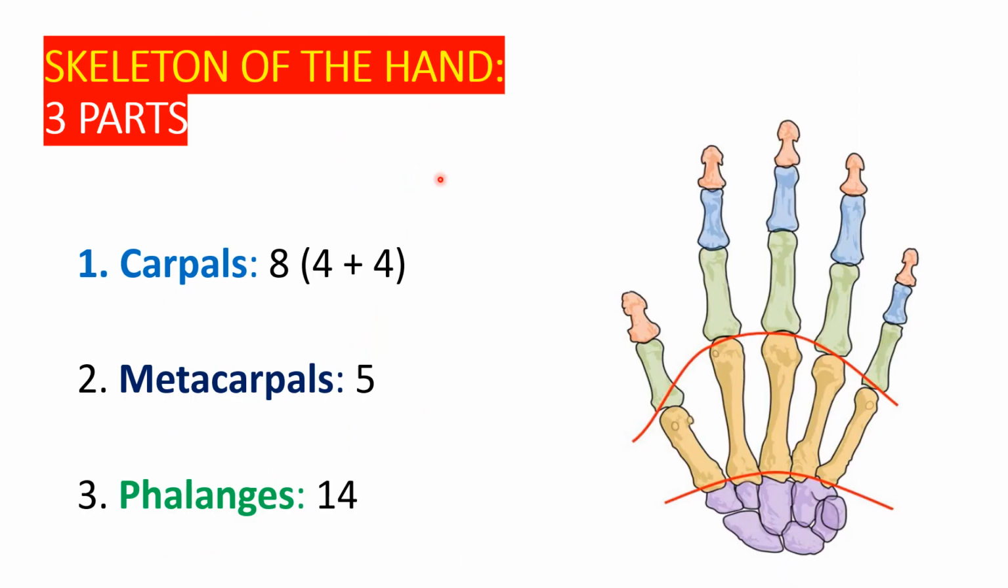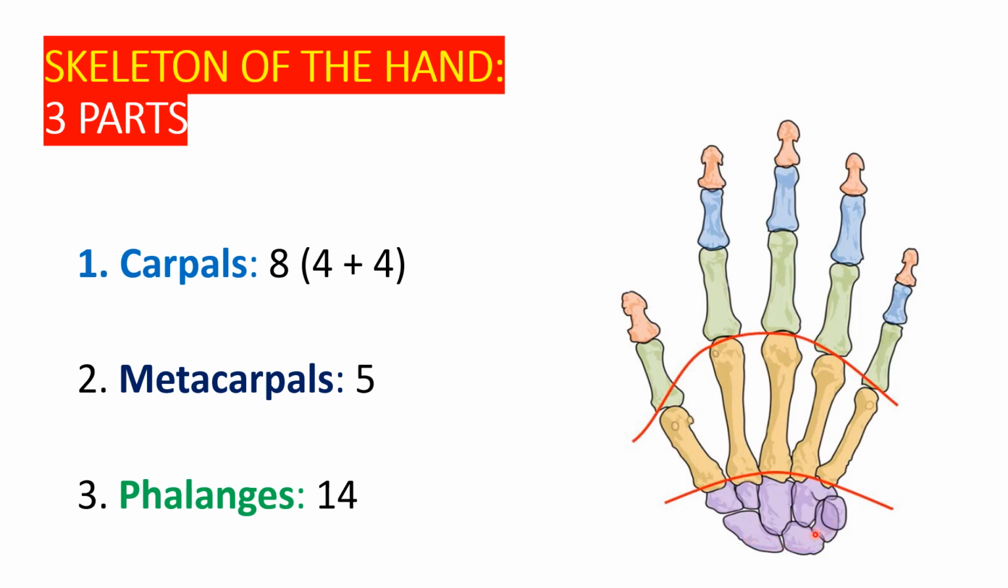Skeleton of the hand. The skeleton of the hand has three parts. It has the carpals, the metacarpals, and then the phalanges. So these are the carpals, these are the metacarpals, and these are the phalanges. The carpals have 8 bones, the lower part of the bone arranged in rows.